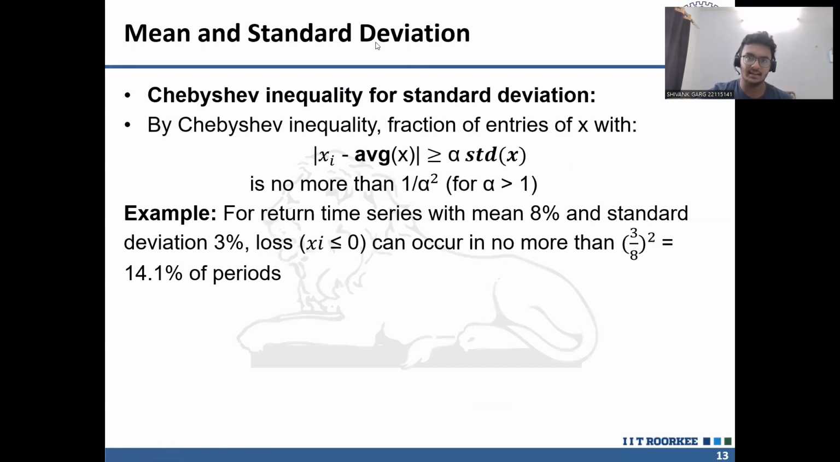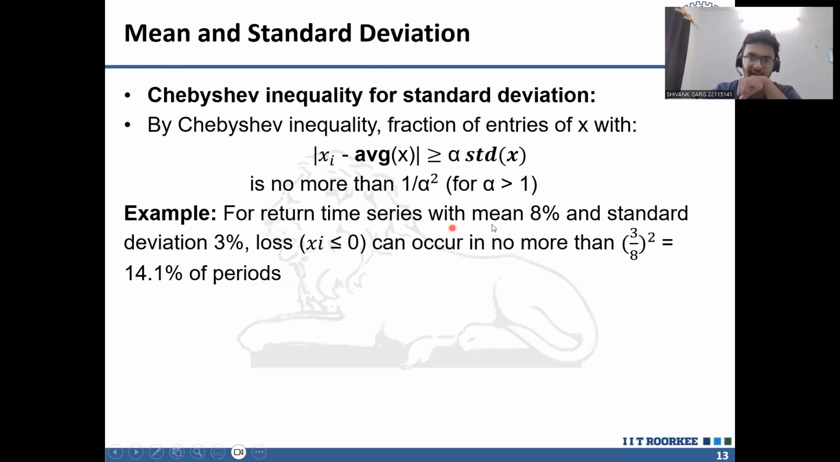So this is known as Chebyshev's inequality. Basically, if the absolute value of xi minus the average of x is greater than or equal to alpha times the standard deviation of x, the fraction of entries for which this occurs is no more than 1 over alpha squared. This is what is stated by Chebyshev's inequality. And we will look at its application.